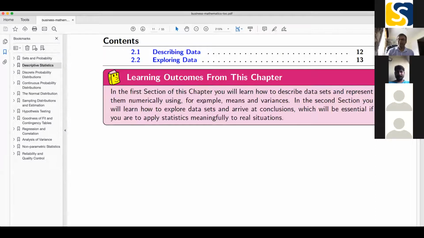Let's say somebody wants to present the data. All of you might have seen a bar diagram or a pie chart.